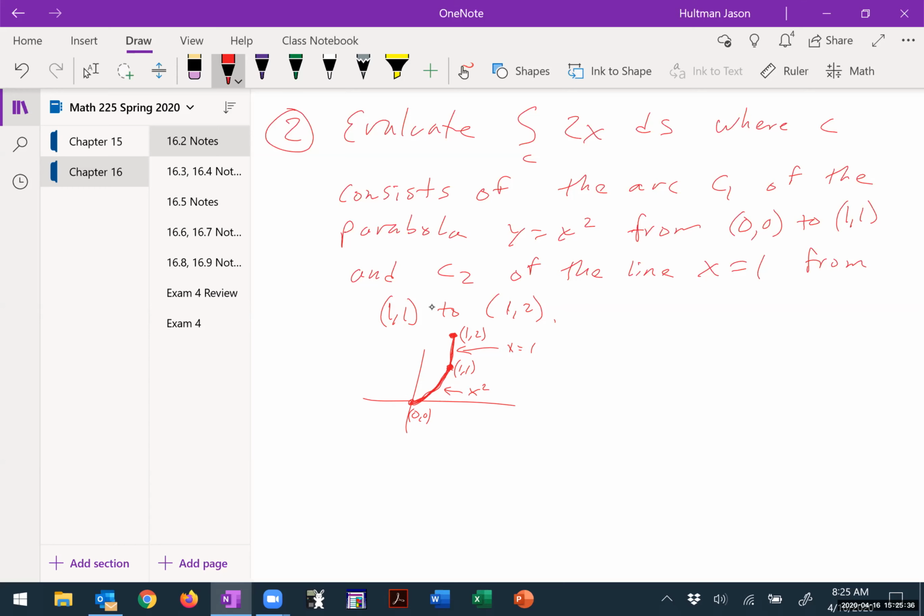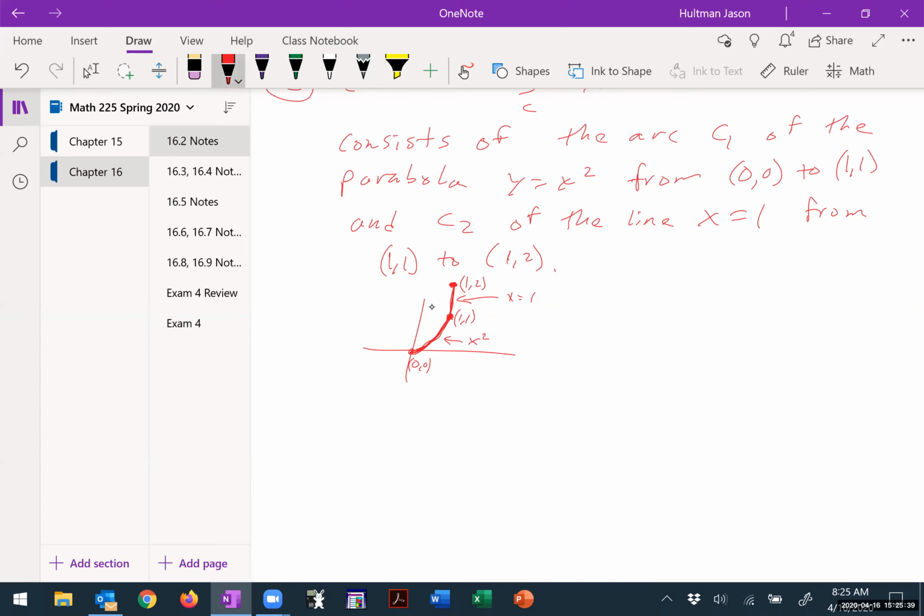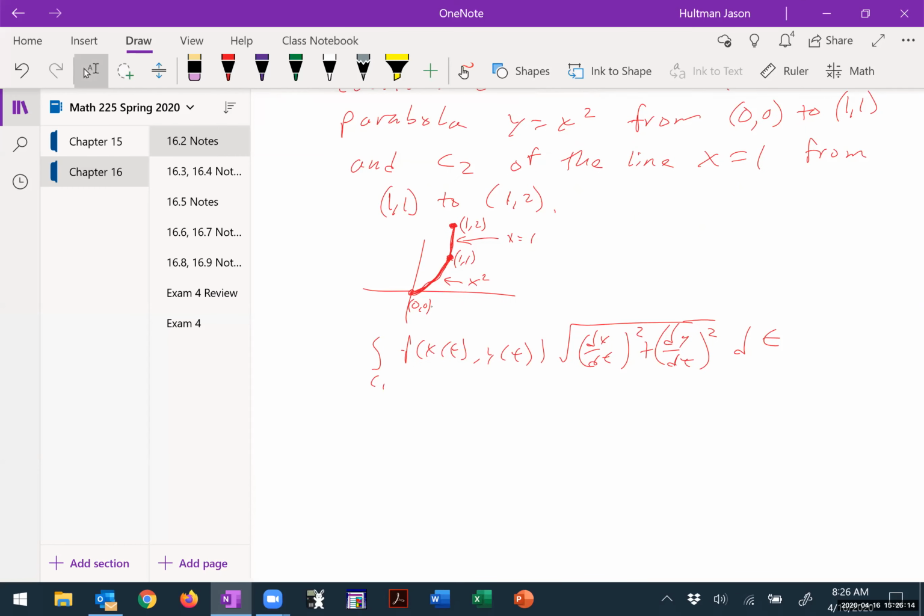So let's take this in pieces. Let's do a line integral on just the first one here. So we want a line integral of C1 of f of x of t, y of t, times the square root of dx dt squared plus dy dt squared dt. Let's do this one for C1 first, for y equals x squared.